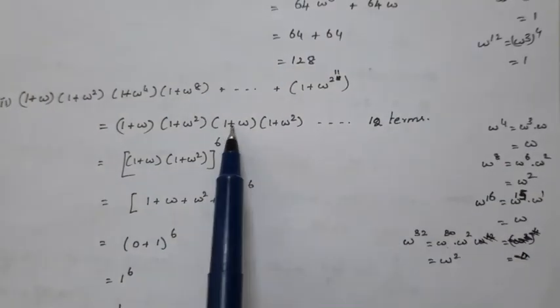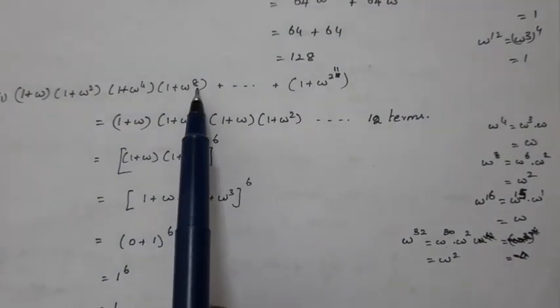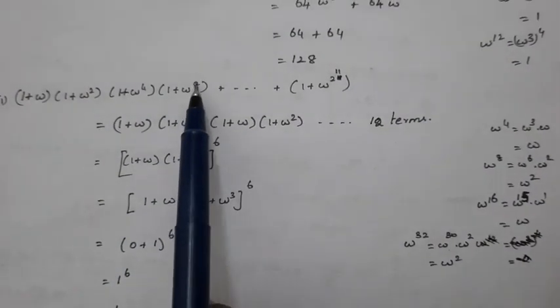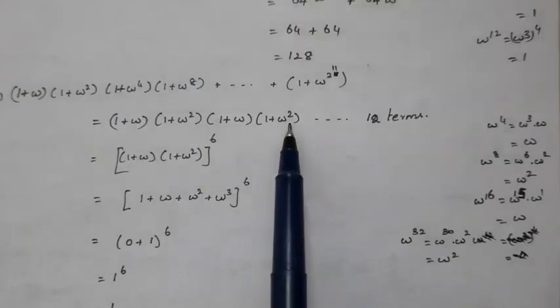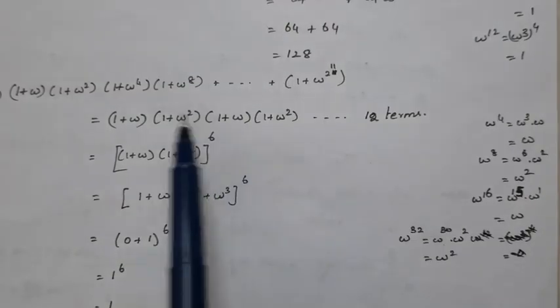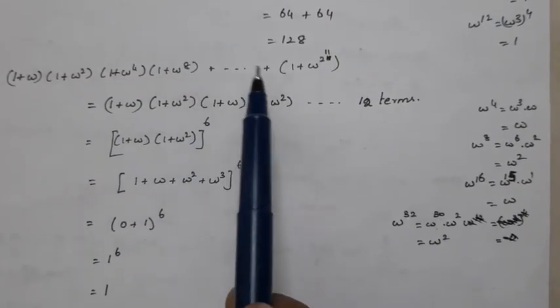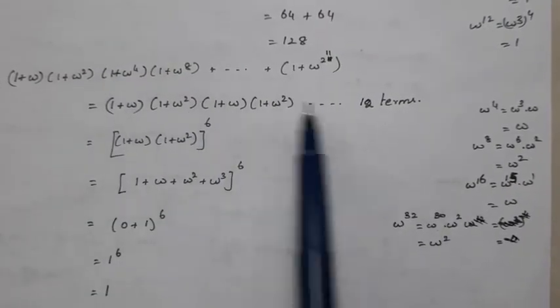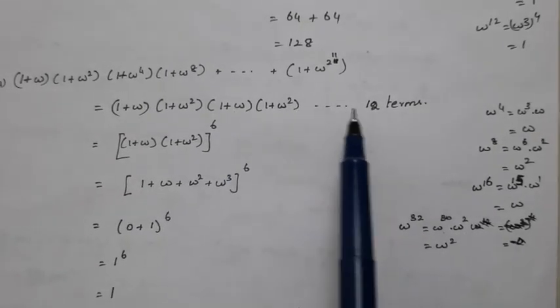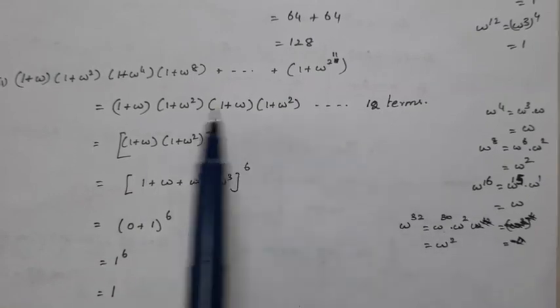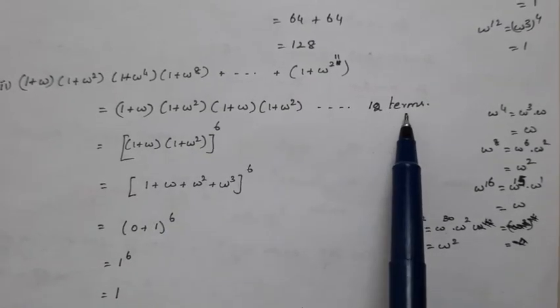Again we can write it as 1 plus omega. Omega power 8 can be written as 6 plus 2. Again omega power 6 being 1, the remainder is 2, that is omega squared, so 1 plus omega squared. Likewise, if we write down the other terms, up to 12 terms, this will get repeated.